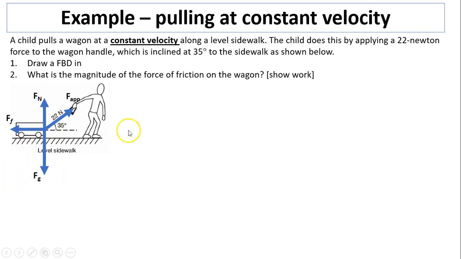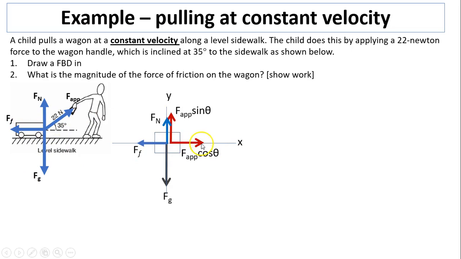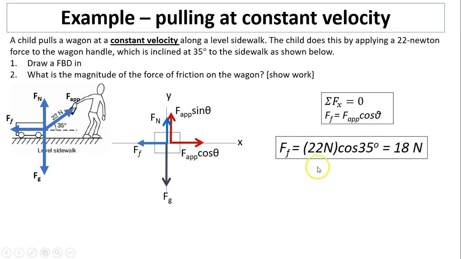So again, the applied force is at an angle, so we change that into a horizontal and a vertical component. Since it's moving at a constant velocity, all the forces cancel out. X cancels out, that means the friction force and F applied cosine theta have to sum to 0. That's how we can find the friction force. Friction force is 22 cosine 35, which equals 18 newtons. We can also use the vertical direction to find Fn, but since they didn't ask what Fn is, I'm not going to do it. Just find friction, that's what they are asking you to do.